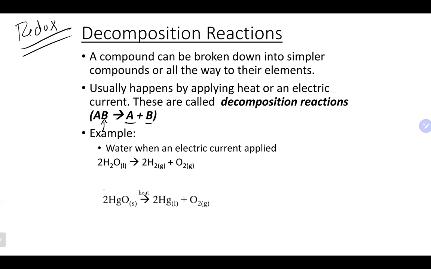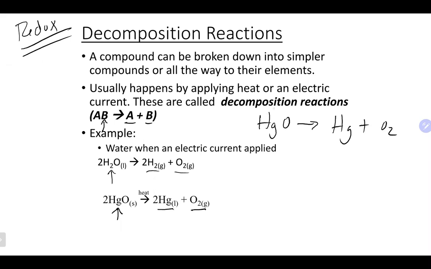So if we took an electrical current over water, I don't think they do that here, but you run electrical current over that and you could split water into hydrogen gas and oxygen gas. Again, one thing makes two things, decomposition. Mercury(II) oxide over here with some heat will give us some liquid mercury and some oxygen. Again, one thing making two things, a classic decomposition reaction. And it is still really a redox reaction happening here.